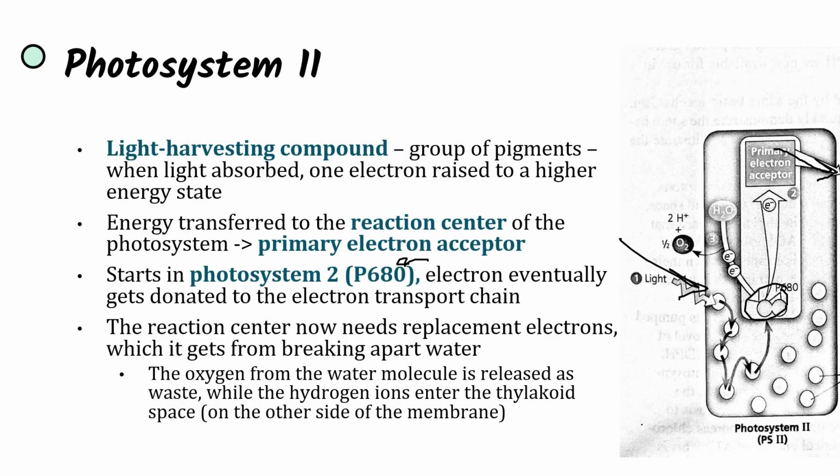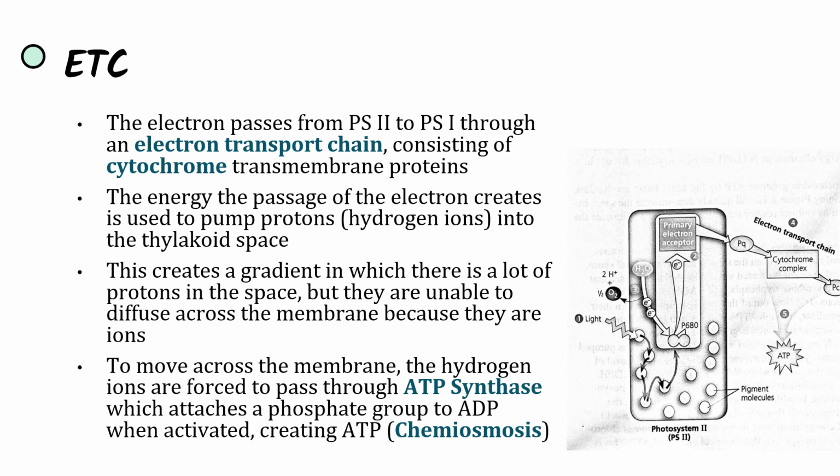And now we have to take a look at where these electrons that were harvested in photosystem 2 continue on to. These electrons go from photosystem 2 to photosystem 1. And they do this through the electron transport chain, which consists of cytochrome transmembrane proteins as seen right here. The energy the passage of the electron creates is used to pump protons into the thylakoid space. Essentially, as the electrons pass through the transport chain, this energy generated is used to pump protons, or hydrogen ions, into the thylakoid space.